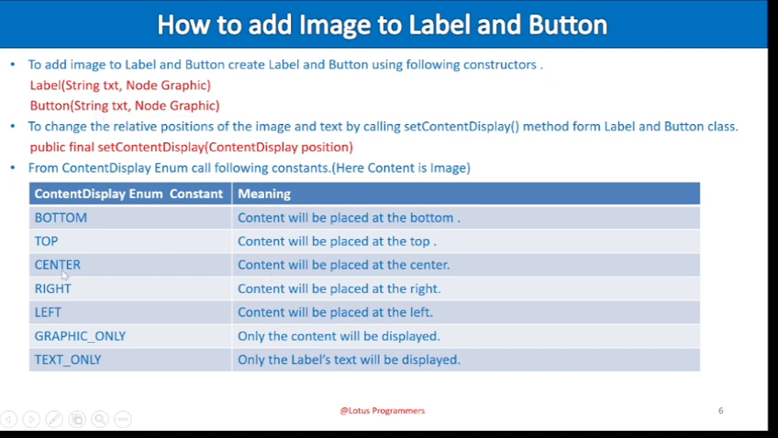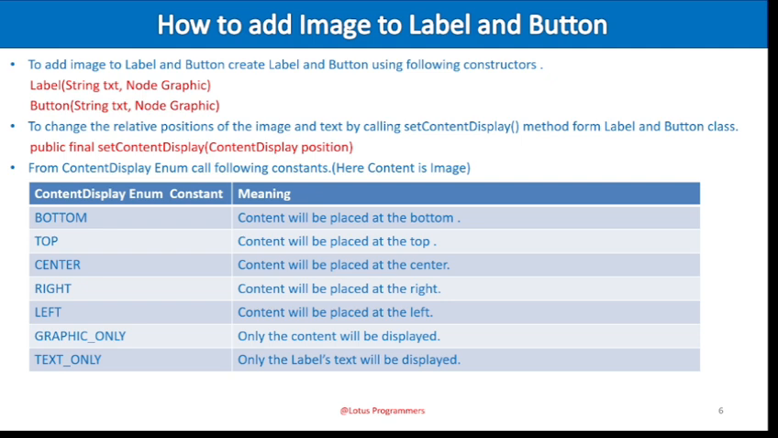Next, if the content display is center, the image is displayed at the center. If the content display is right, the image is displayed at the right and automatically the text is displayed at the left. If the content display constant is left, the image is displayed at the left and automatically the text is displayed at the right.